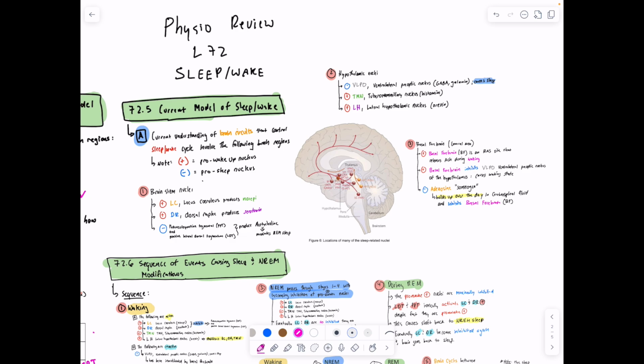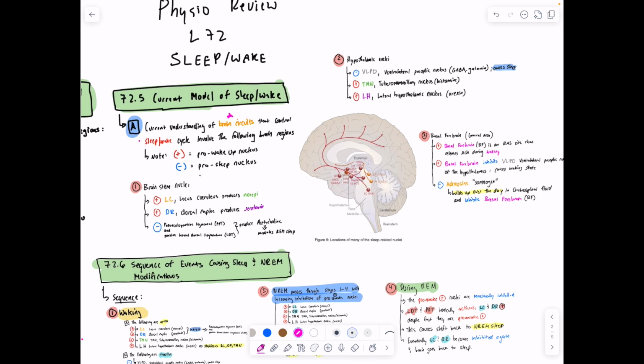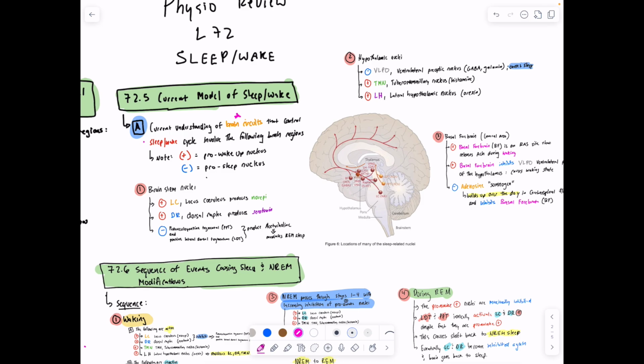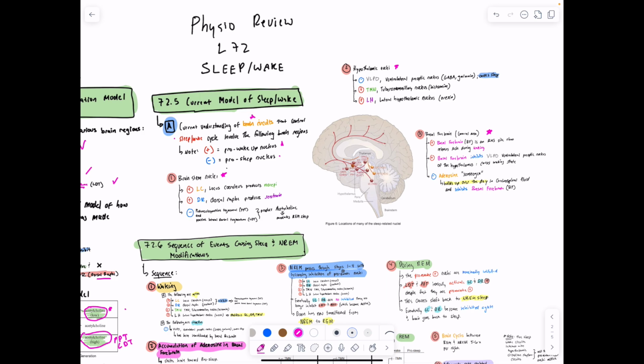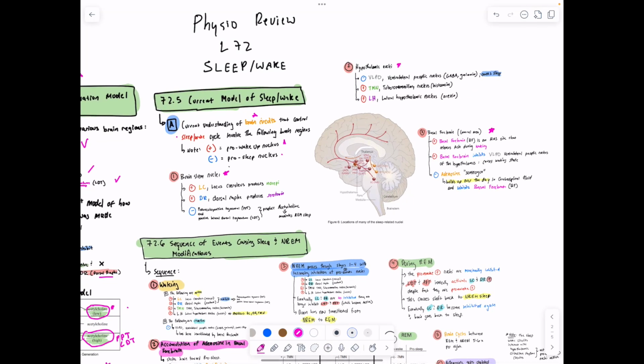Okay, so our current understanding of brain circuits involved in the sleep-wake cycle is just that you have the pro-awake nucleus and the pro-sleep nucleus. So basically what we've done is put a plus next to it if it's a pro-awake nucleus, and a minus next to it if it's a pro-sleep nucleus, and then we categorize them based on where they are. So we have the brainstem nuclei, the hypothalamic nuclei, and then the basal forebrain area, which doesn't have a specific nucleus, but the basal forebrain as an area is involved with sleeping and is pro-arousal.